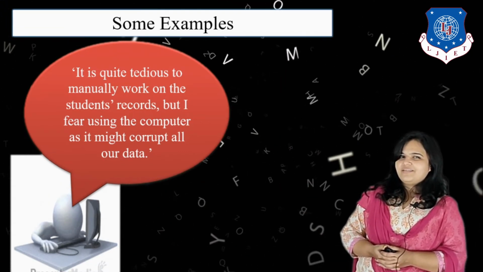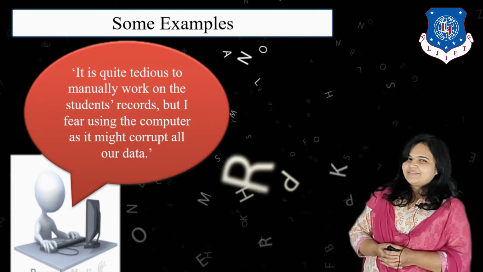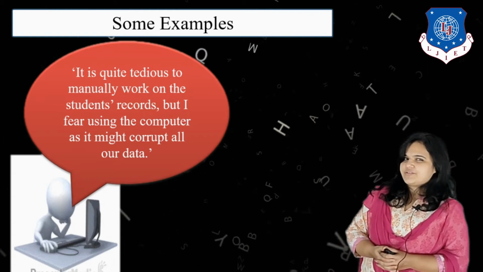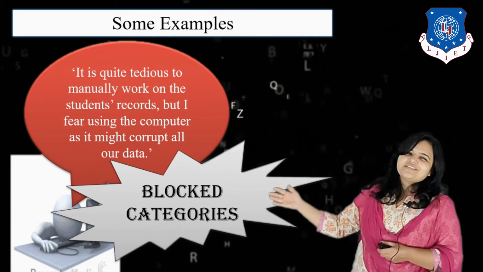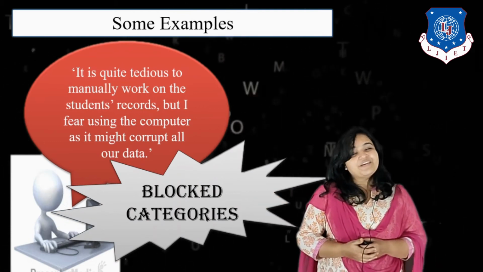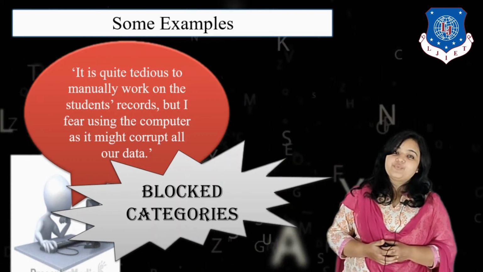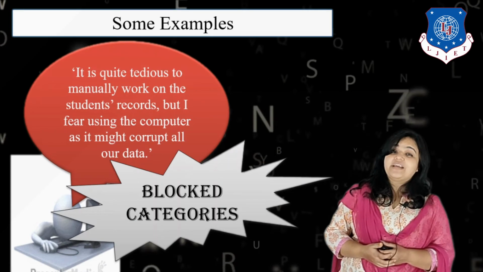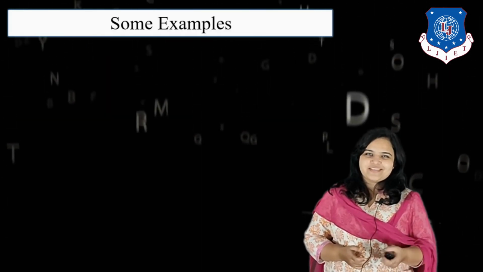Think about it. Want a hint? It is one of the intrapersonal barriers. Now, okay students, it is blocked categories. Here the person is having a negative tendency or a stereotype towards computers, and that is why the person is not ready to trust computers. This is what the problem is.